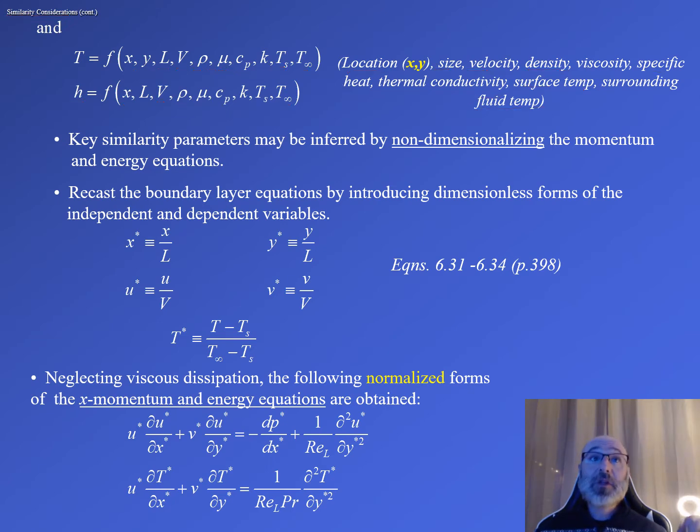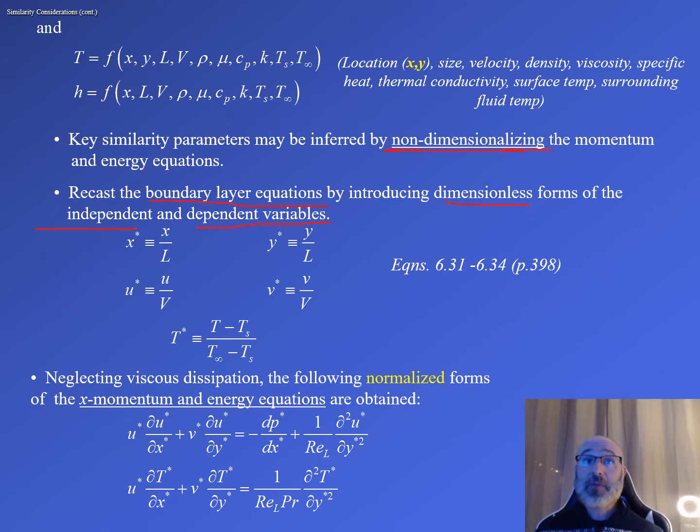Now our key similarity parameters can be inferred by non-dimensionalizing the momentum and energy equations. So we can go back to our momentum and energy equations and start from there and figure out how we can non-dimensionalize them. So what we're going to do is recast our boundary layer equations by introducing dimensionless forms of the independent and dependent variables that we just discussed.